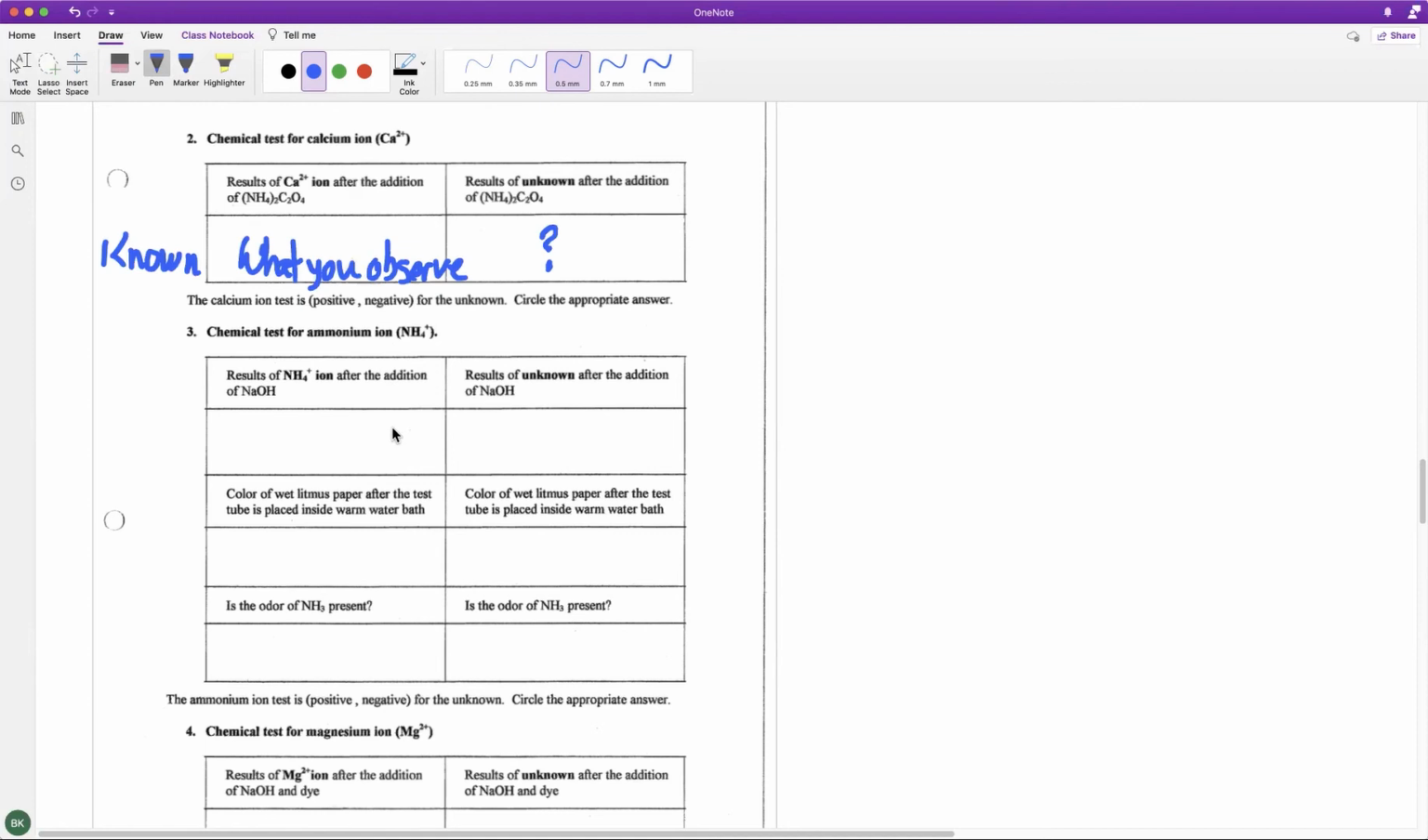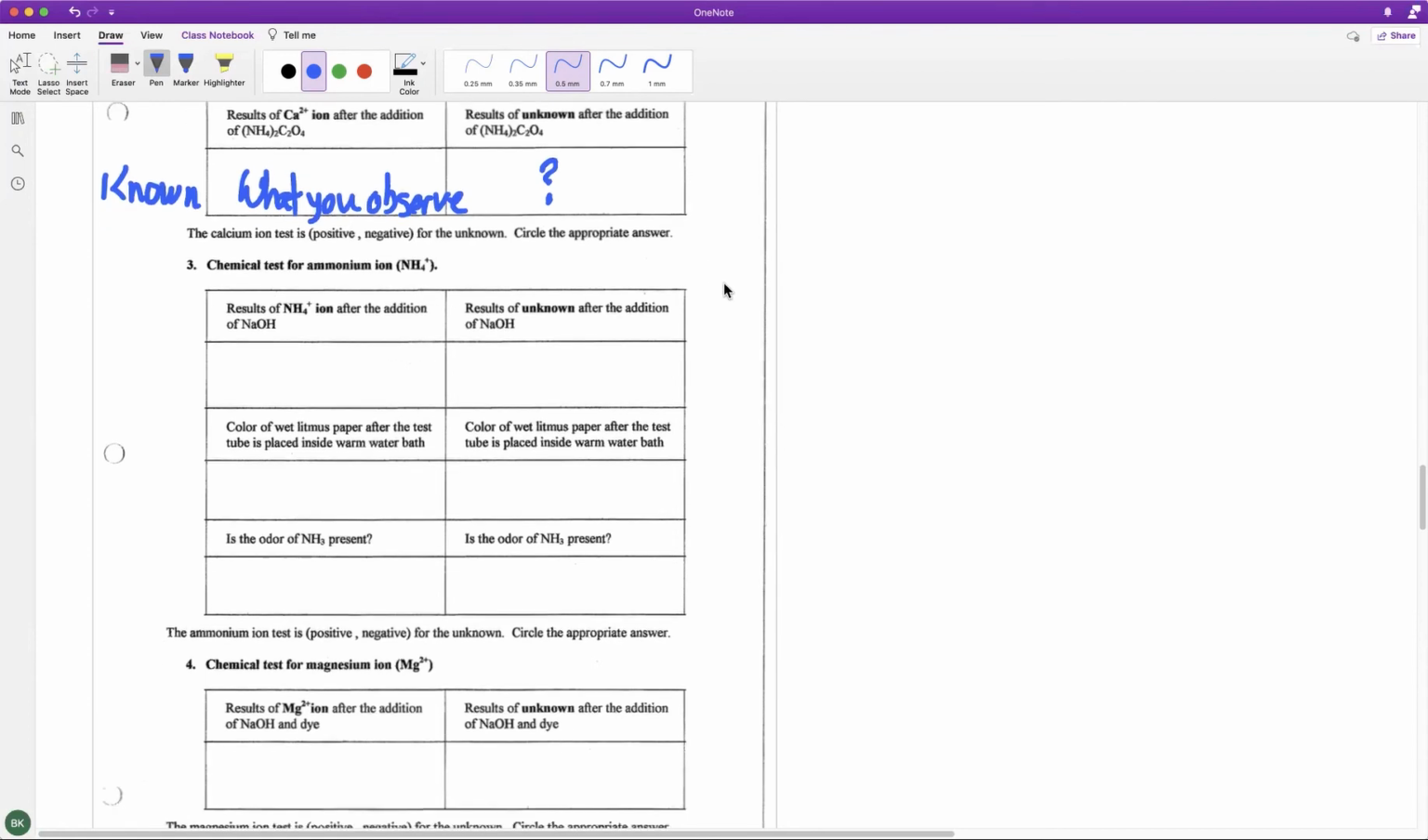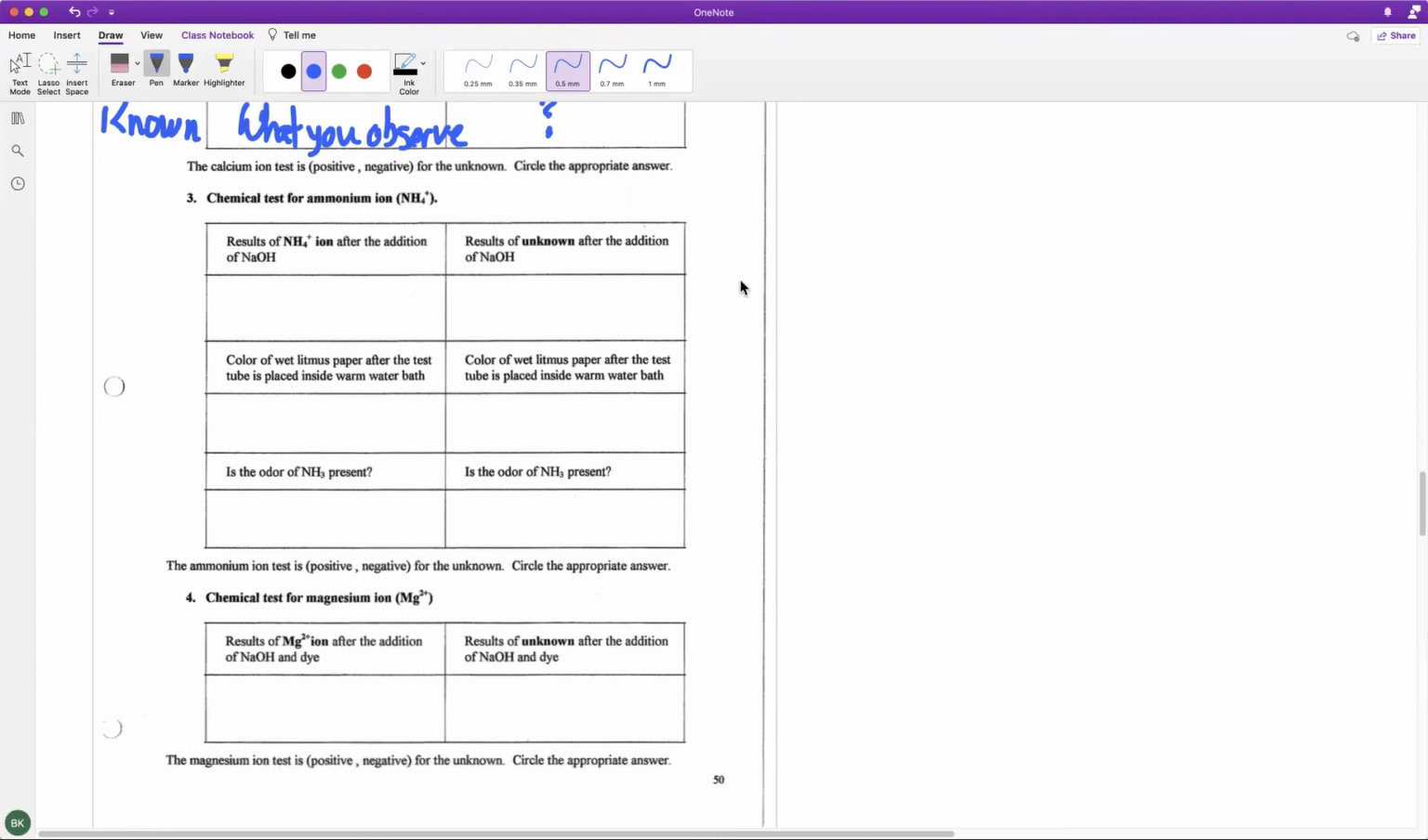So give me more than just one word observations. Sometimes I get things like "blue." That doesn't tell me enough. I want to know, did the solution turn blue? Was there solid in there? Is it blue and cloudy? I want good observations. That's what I'm going to be looking for in this particular lab. So we're going to start making those types of observations.